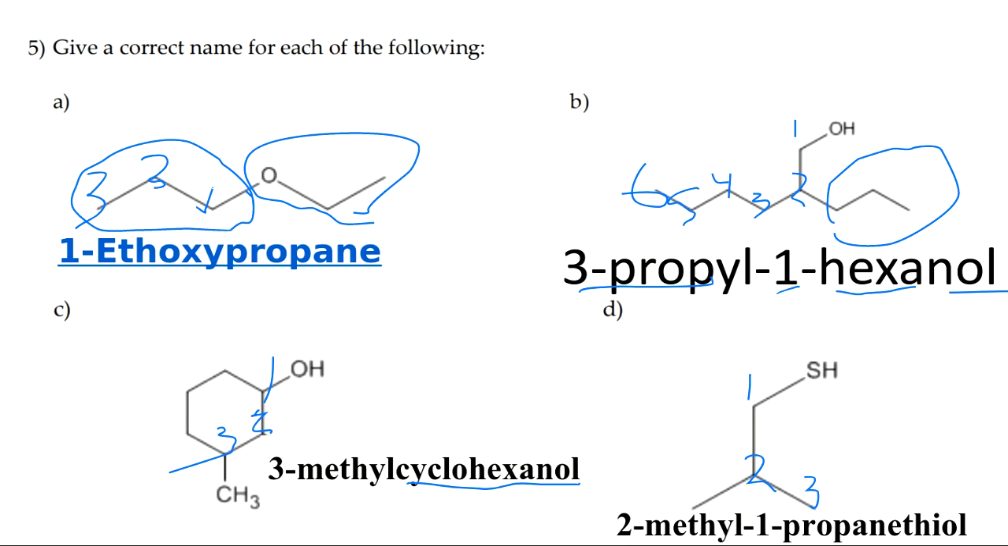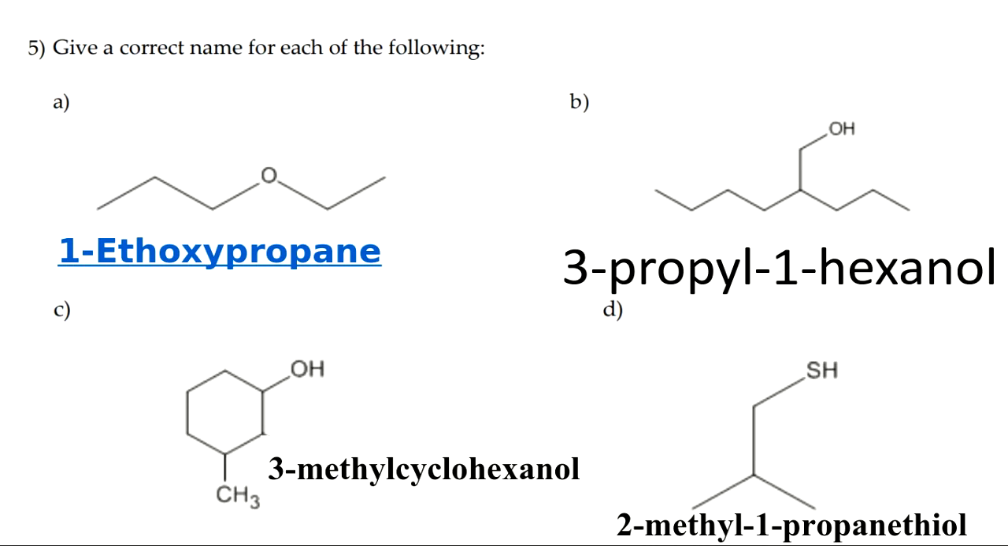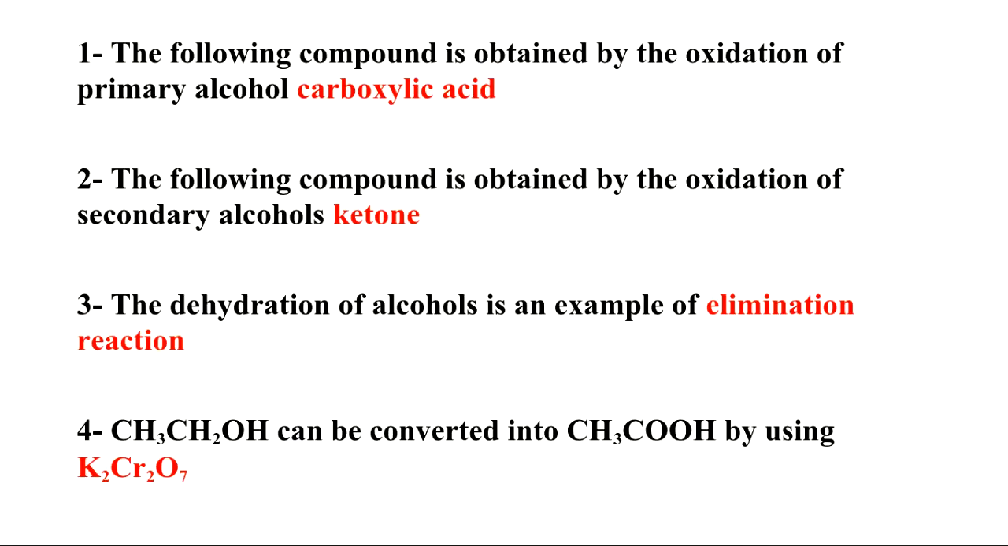The longest chain has 3 carbons, so it is propane, ending with thiol, which refers to the SH group. So it is 2-methyl-1-propanethiol. Okay, now I have some short answer questions. They may be rephrased differently in the exam, but it will be the same answer.